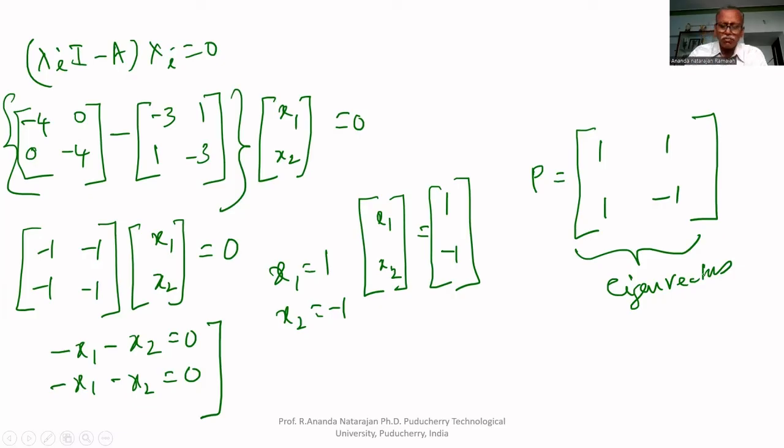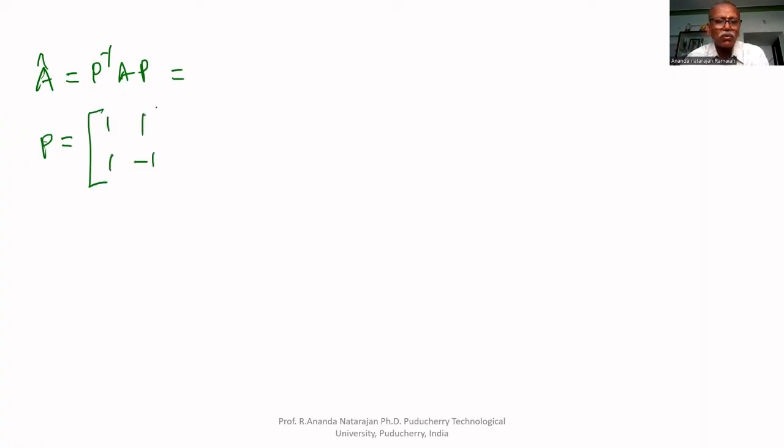Now we can diagonalize by using the P matrix. What is the diagonal matrix? A cap equal to P inverse AP. P matrix equal to 1, 1, 1, minus 1. Since it is a 2 by 2 matrix, we can apply the thumb rule to find the inverse. Interchange the diagonal elements and negate the off-diagonal elements. Therefore, P inverse is 1, minus 1, minus 1, 1.